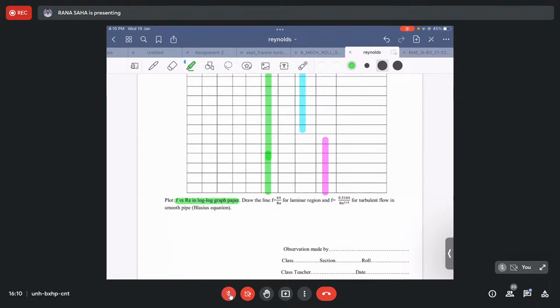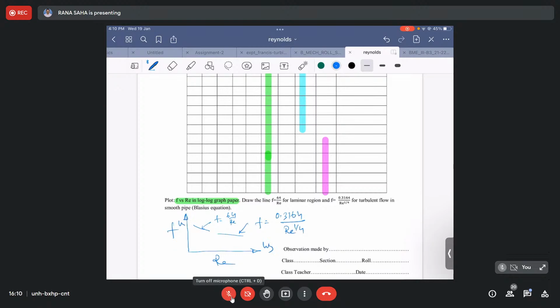So one can expect to have a behavior something like this. This is for the laminar part, and this may be for the turbulent part. So this is F is equal to 64 by RE, and this will be F is equal to 0.3164 over RE to the power 1 by 4. So this is F and this is my RE, but both the scales are in log. Okay, it is a log scale.